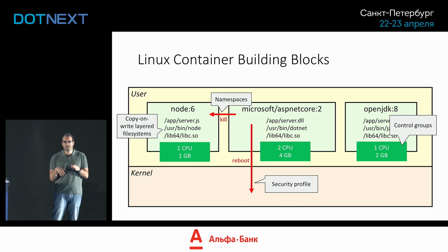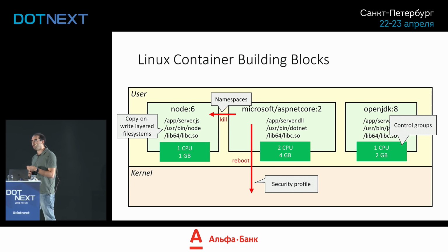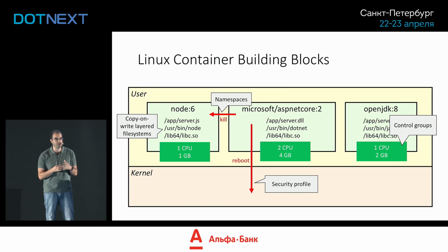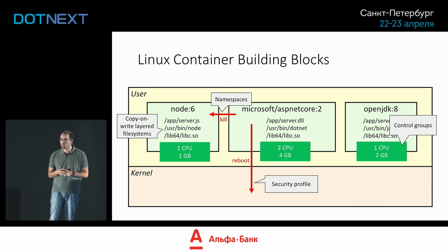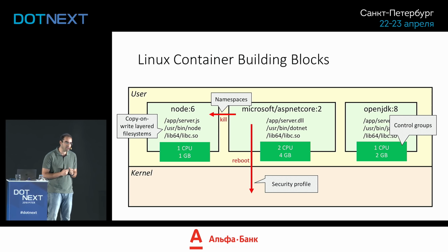And finally, the files you put inside the container, you want to share them as much as possible. So if you have multiple containers sharing the same files, you don't want to duplicate them on disk. You want to reuse as much as possible. And that is made possible by copy-on-write overlaid file systems. So these are the 4 things we'll talk about.